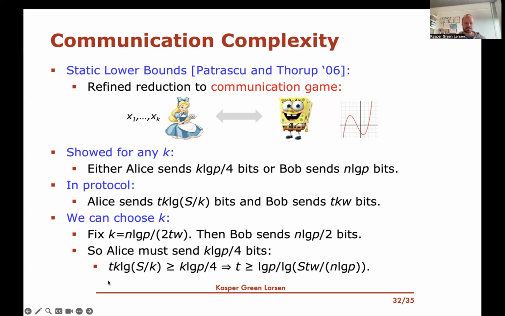We cancel the k's on both sides, move the log s over k to the other side, and we get a lower bound that t is at least log p over log s over k. Finally, we can insert the choice of k into this s over k, and we get t is at least log p divided by log of stw over n log p. So this looks like a really complicated expression, but if we actually stare at it a little bit, it's actually quite nice. So let's try and look at it.